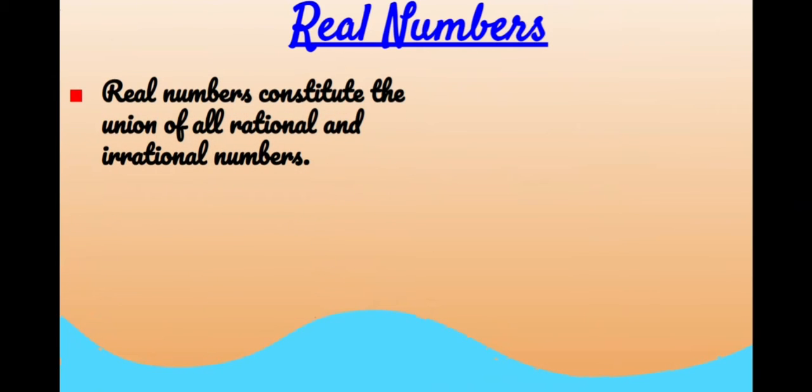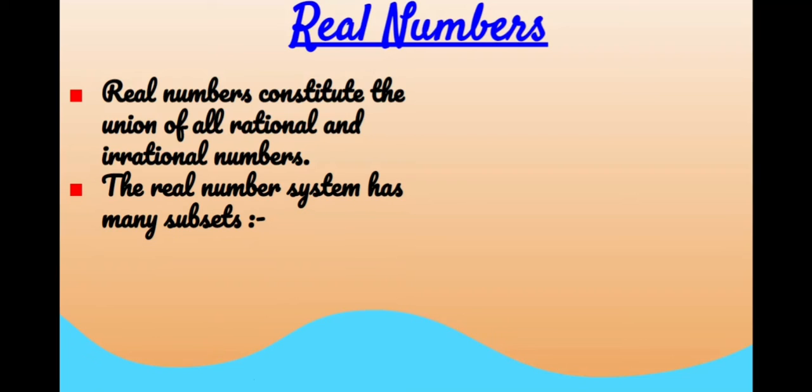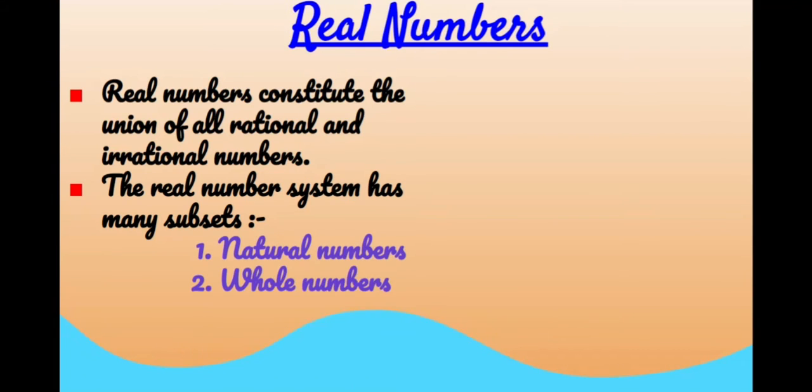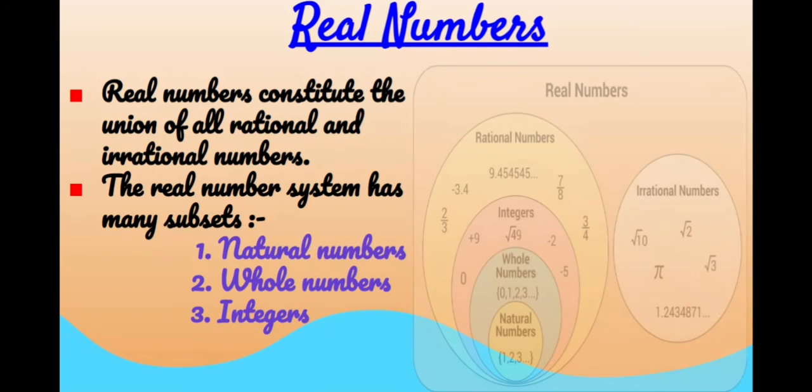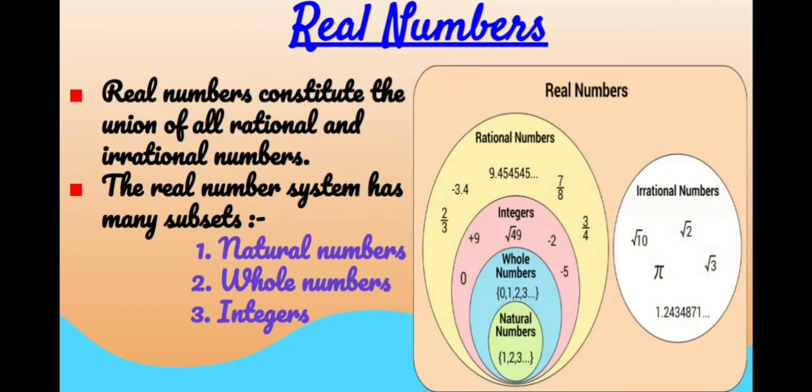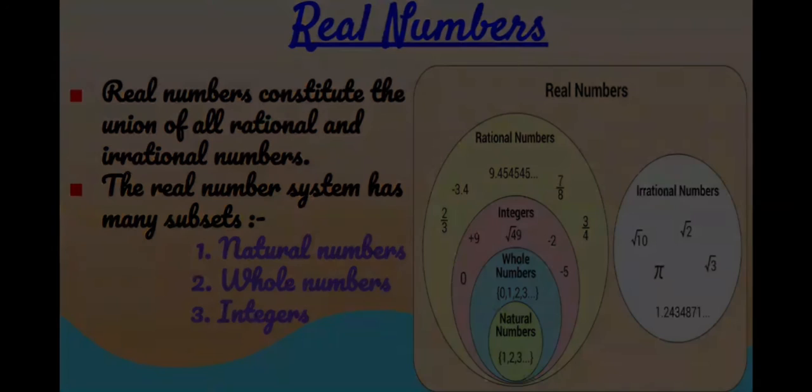What are real numbers? Real numbers constitute the union of all rational and irrational numbers. The real number system has many subsets. First one is natural numbers, second one is whole numbers, and third one is integers. The image that you are able to see is the chart of real numbers. Now let's see the subsets of real number system one by one briefly.